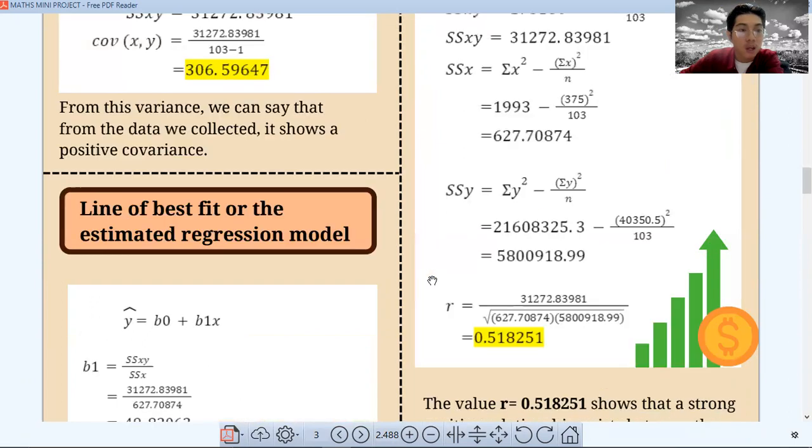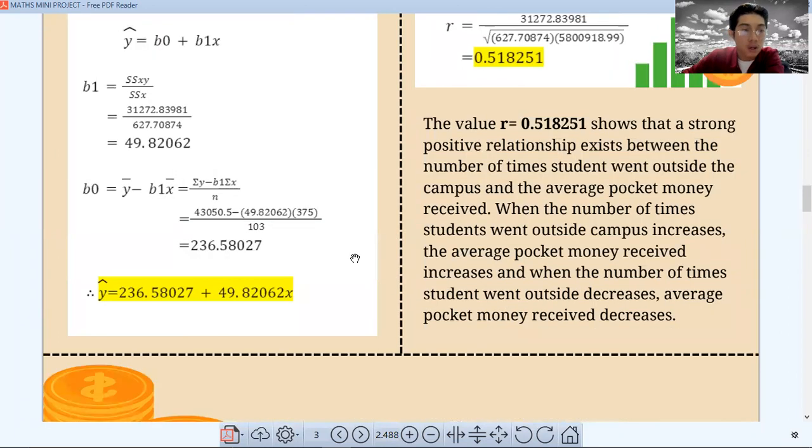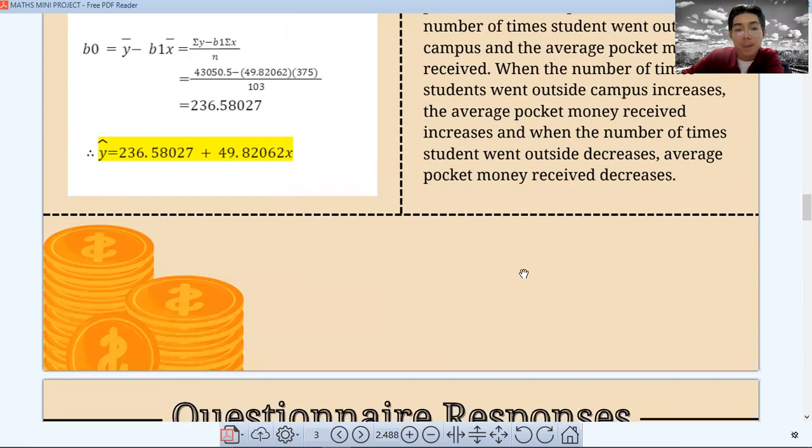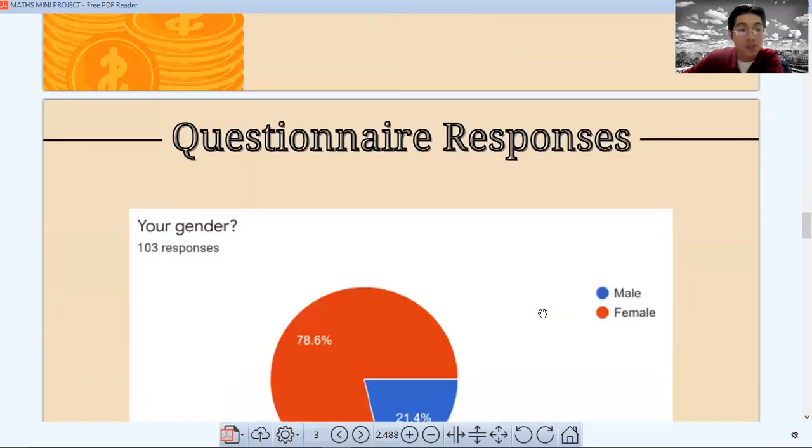And then we have the line of best fit, or the estimated regression model. From our calculation, we got the equation of y equals 236.5807 plus 49.8206x. And lastly, moving on is the questionnaire responses.